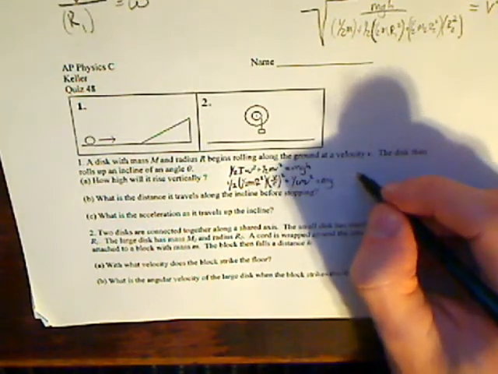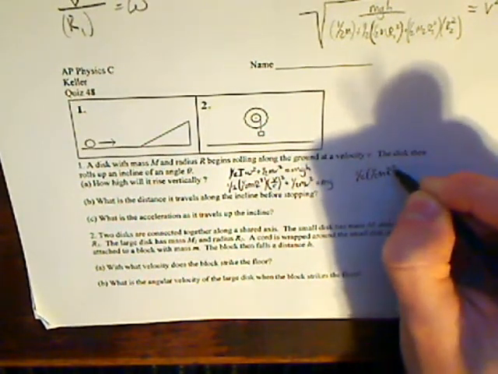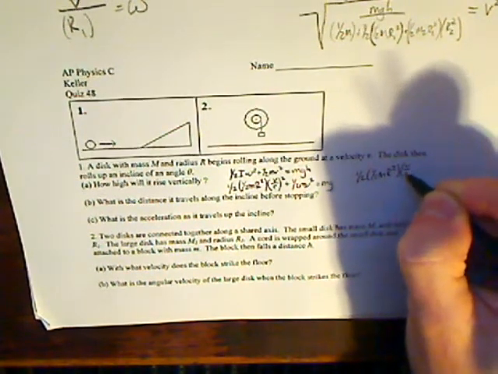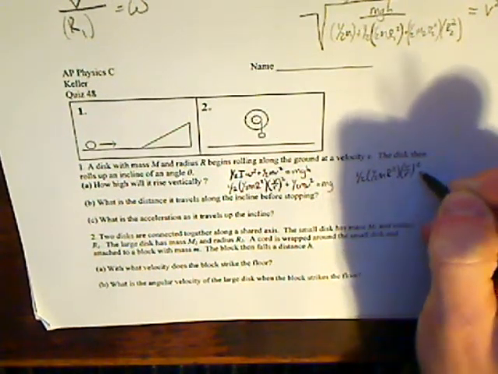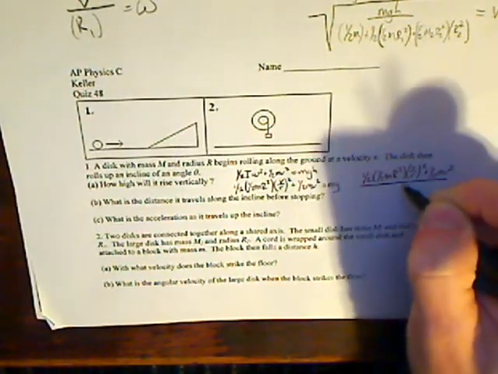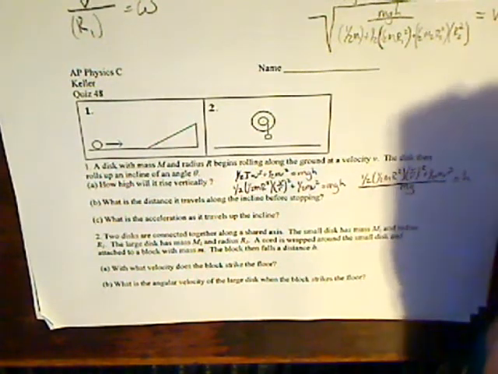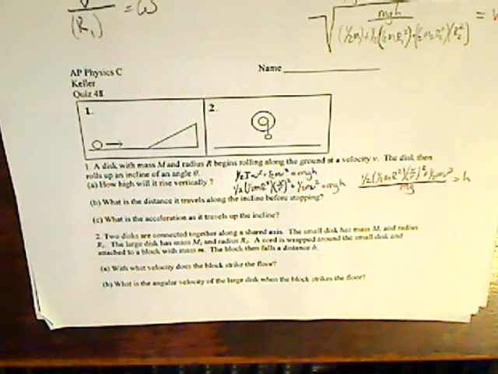So it's all of this over mg, forgot the h over there, equals h. So hooray! 1/2 mr squared times v over r squared, plus 1/2 mv squared, over mg equals h.